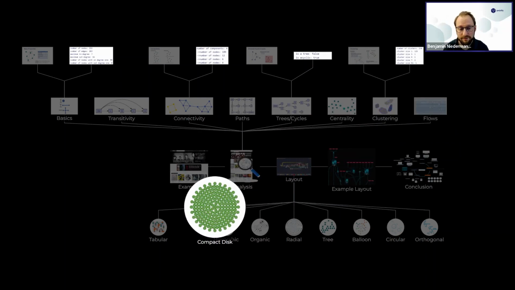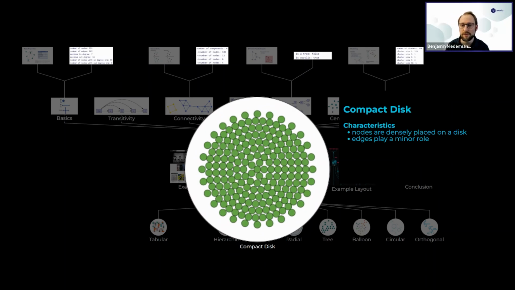Finally, I would like to mention another very small kind of layout, namely the compact disk layout. This is one of our smaller algorithms offered in yFiles. And as you can already see, the basic idea is that these nodes are packed very compactly into a disk. This can be used to annotate, for example, group nodes with further nodes just by packing them into these nodes. And each of these nodes could then represent some other information.